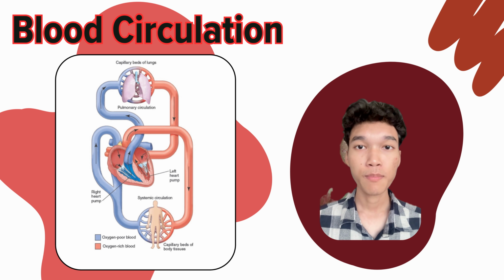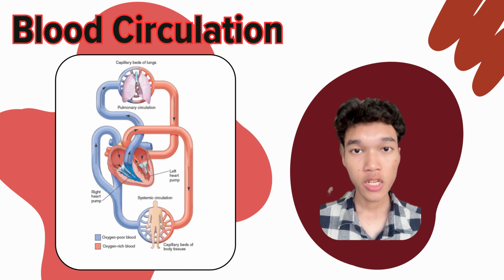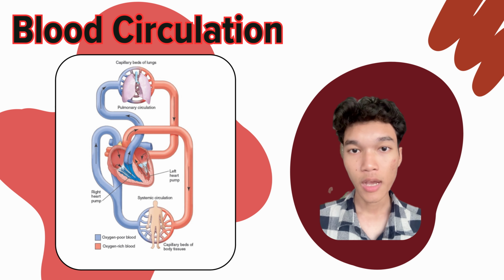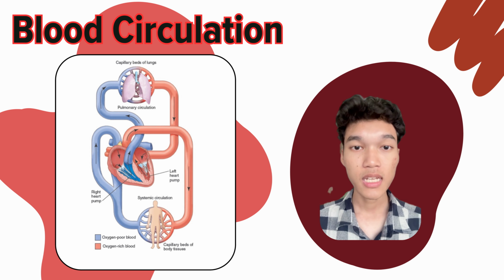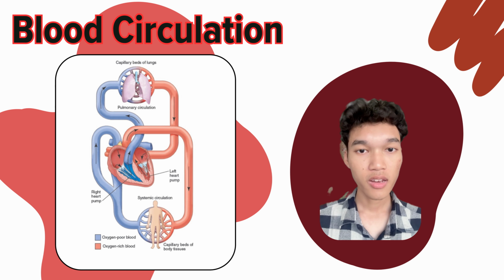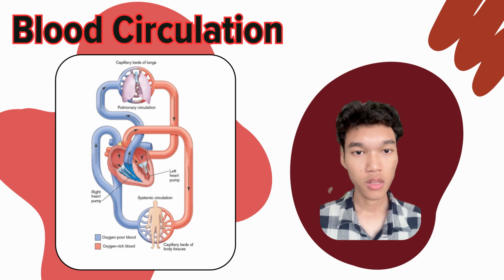Blood circulation is important because it allows oxygen, nutrients, and other substances to be transported to the body cells, while waste products are removed. There are two main types of blood circulation: pulmonary circulation and systemic circulation. In this diagram, the blue color represents the oxygen-poor blood, while the red color represents oxygen-rich blood. The arrows indicate the direction of the blood flow.